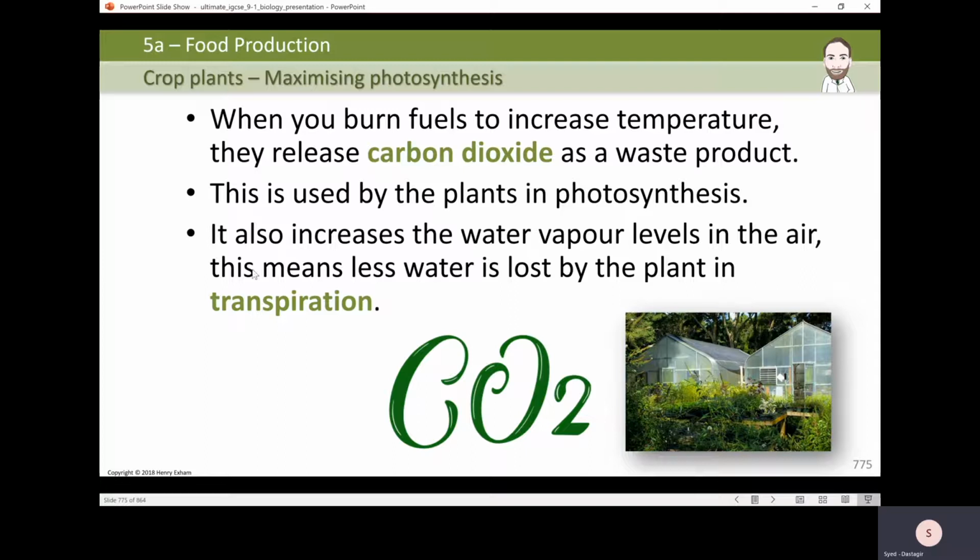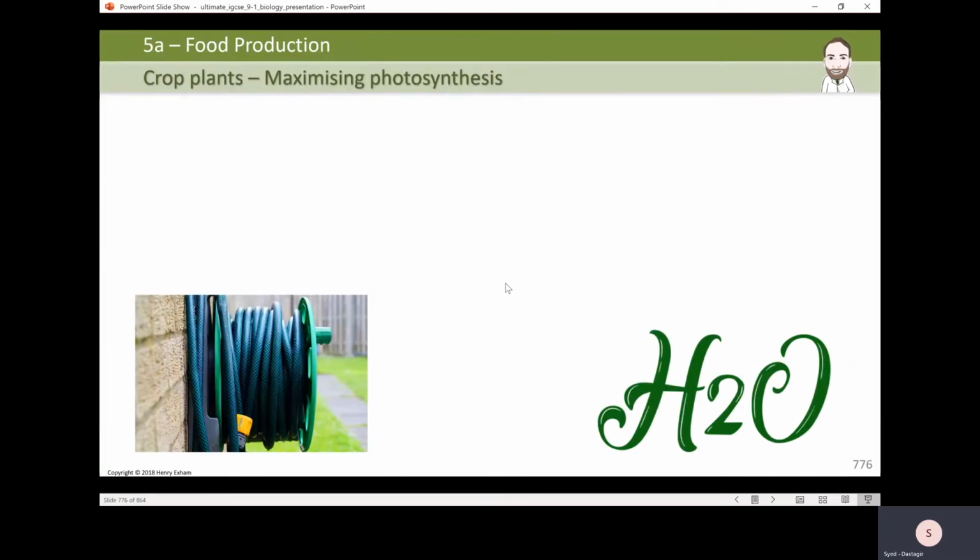This, if you remember, going back to transpiration, means that less water is lost by the plant in transpiration. Why? You have to think about diffusion here. Higher concentration, lower concentration. There's more water vapor within the air, so there's less transpiration, which means a loss of water from the leaves. If you know diffusion, you'd work that one out if you think about higher concentrations or lower concentration of water molecules.